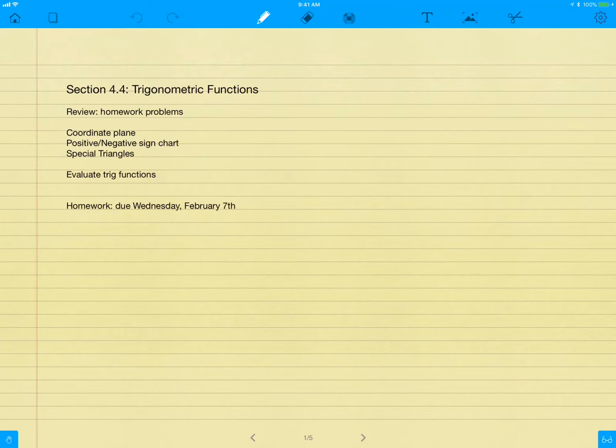All right, so first and foremost here, we're on section 4.4. We're doing the trig functions. It's the last day of it. The big thing here today is I want to review homework problems. We have a couple different problems I want to cover.